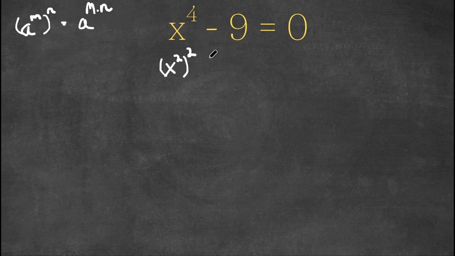So x squared to the power of 2 minus, I'm going to change 9 to 3 squared. And this is still equal to 0.